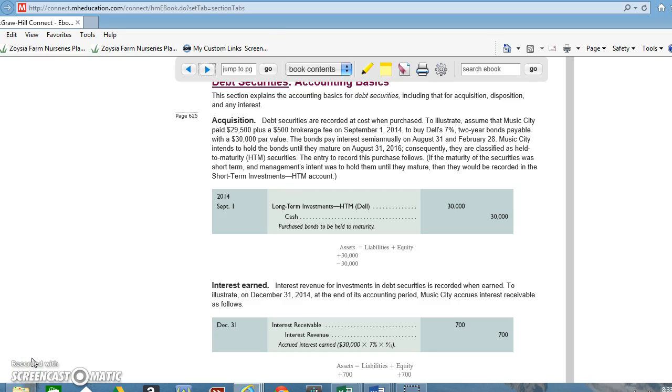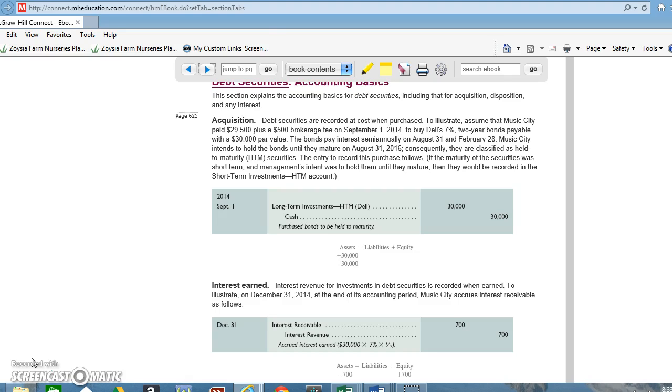Starting on the lower part of 624 and then into 625, we get going on some of the entries that you'd see in the investment side of purchasing a bond. The first entry was the acquisition entry, so pay attention to this.